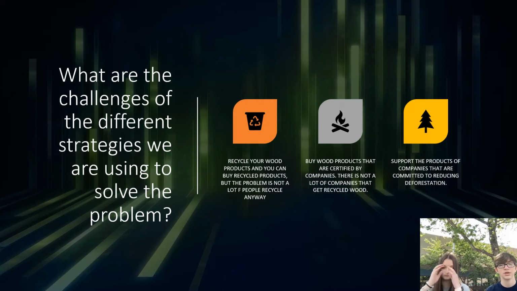And then what are the challenges of the different strategies we are using to solve the problem? Recycling your wood could help, but a big problem is that not a lot of people even recycle in the first place. And then buying wood that is certified by certain companies, but there aren't a lot of companies that get recycled wood. And then support the products of companies that are committed to reducing deforestation.